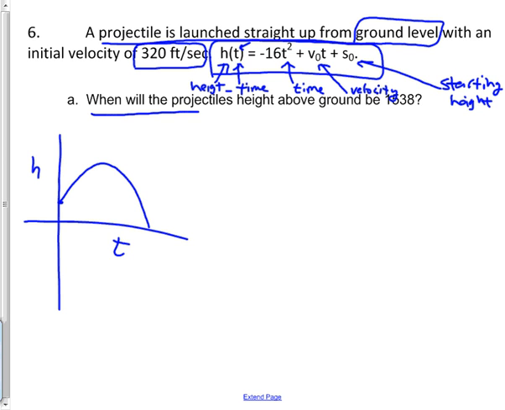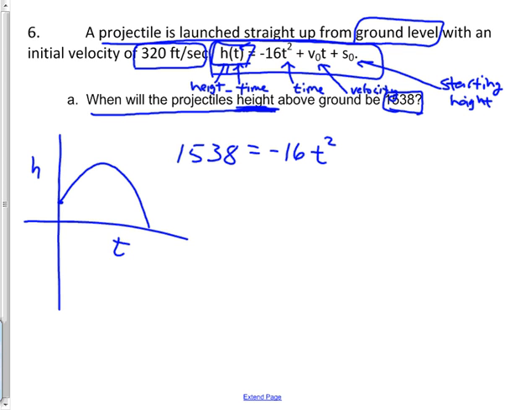When will the projectile's height, so I want the height above ground, where that's assumed, when will it be 1538? Where do you think I should put that height? Can I put it under T? Does that make any sense? No. Is it talking about the starting height? No. So then the only place we can put that, 1538, would be right here. So you'd say 1538 is equal to negative 16 t squared.